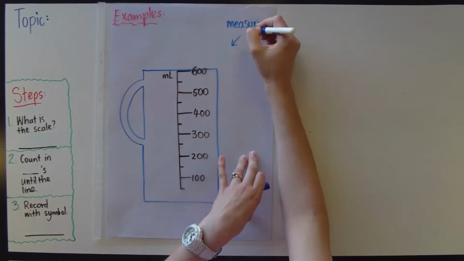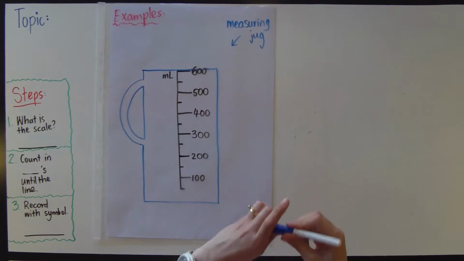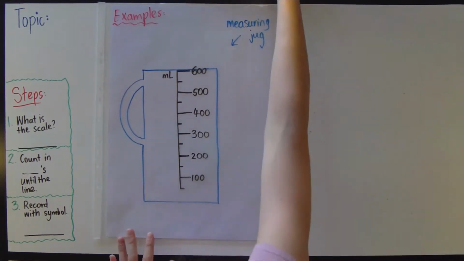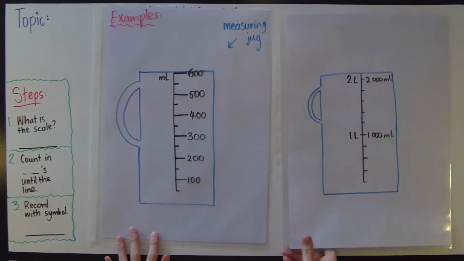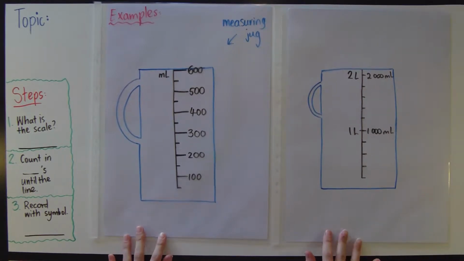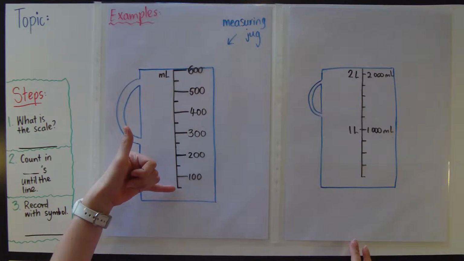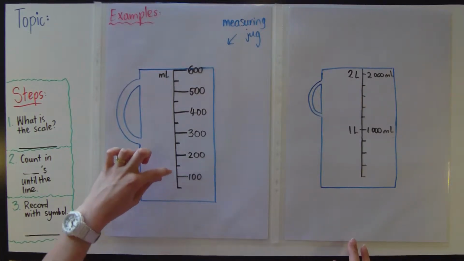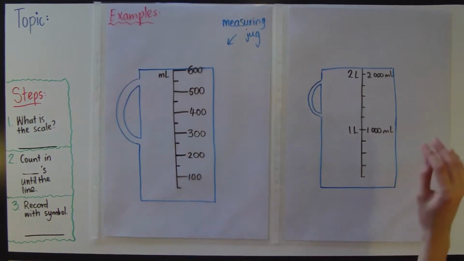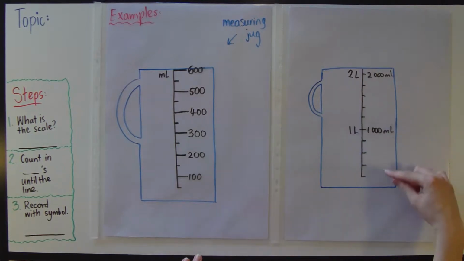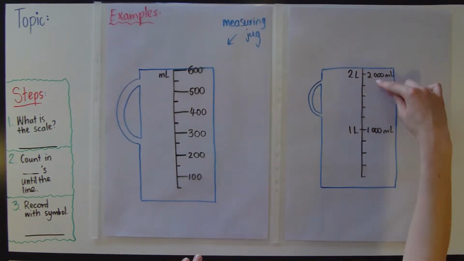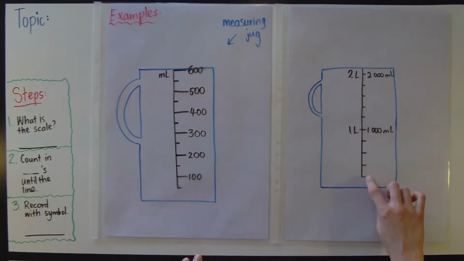Just write measuring jug. Now measuring jugs can come in lots of different types, or different shapes and forms. I just got two examples here. This one here starts at 100 and goes all the way up to 600 milliliters. And this one over here goes all the way up to 2,000 milliliters, and it starts at this line here.